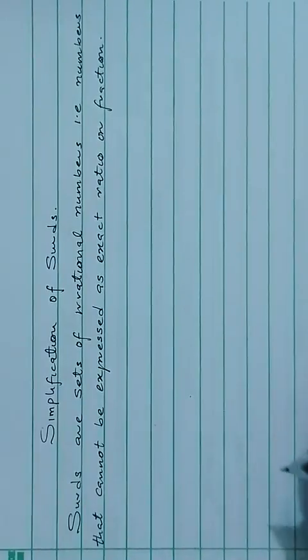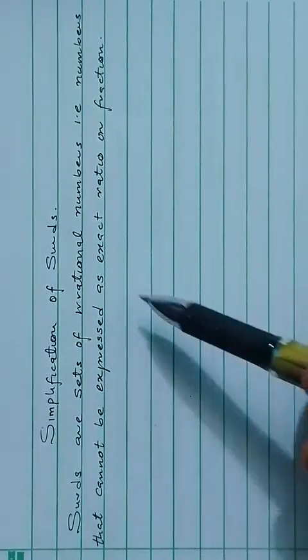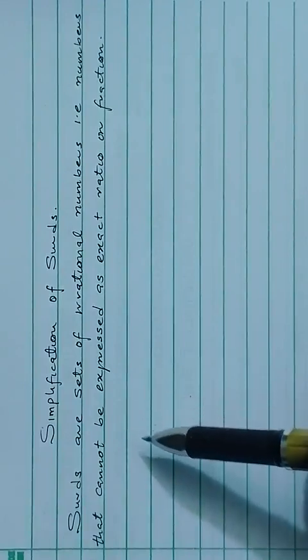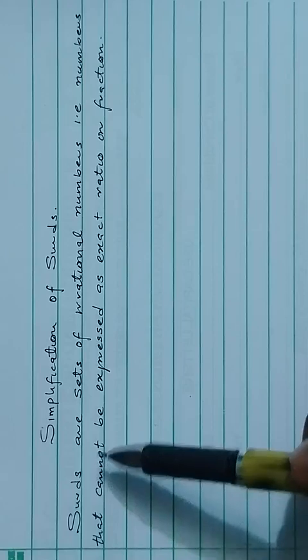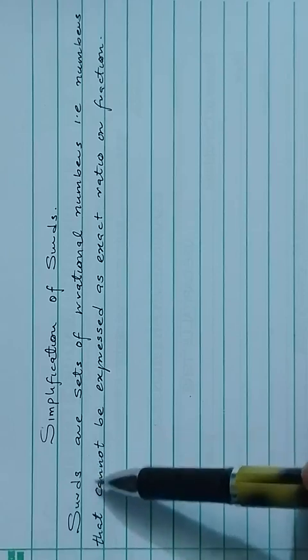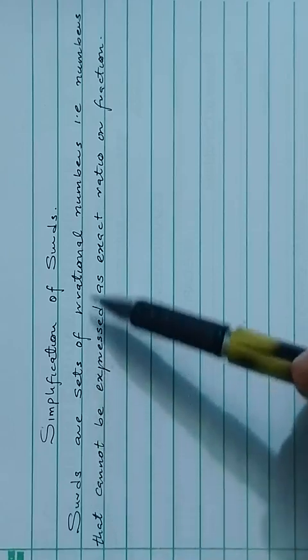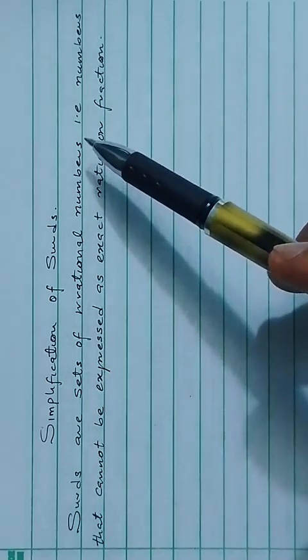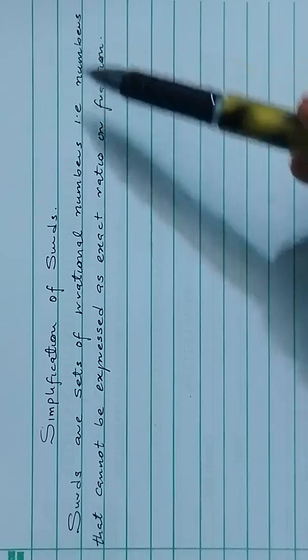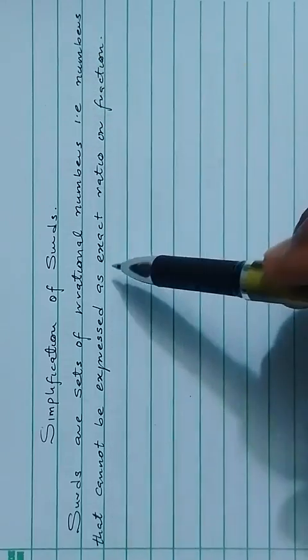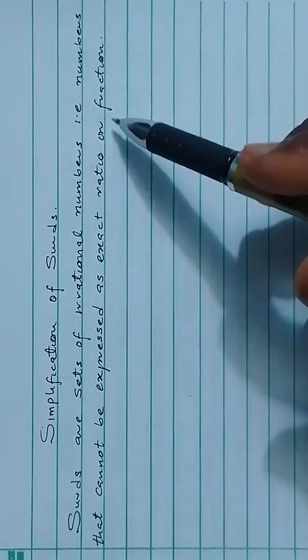Hello student, today I'm going to talk about simplification of surds. But before going into details, what are surds? Surds are a set of irrational numbers. That is, numbers that cannot be expressed as an exact ratio or fraction.